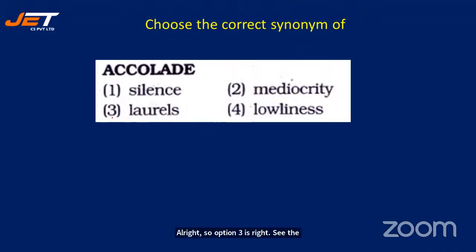See the next one. Accolade. Silence, mediocrity, laurels, lowliness. You should have heard this word in schools, especially when the correspondent or the principal gives a speech. They'll be using this word: our students have brought many accolades to our school. Now you must be able to guess the correct answer. Option three, very good. Sai Charan should be right. Anthony, Sai Vardhan, yes, perfect. So it is laurels. Our students bring laurels whenever they win any competition or score very good marks. So how do we represent them? We say that they are bringing laurels to our school, isn't it?